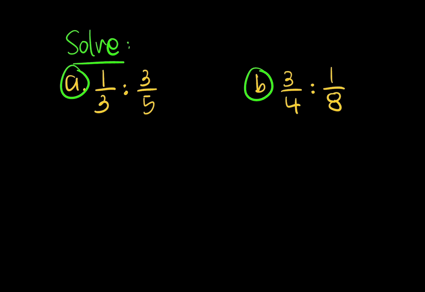Solve this question. So 1 out of 3 divided by 3 out of 5. 1 out of 3. You do reciprocal. 5 out of 3. Then remember that you have to reverse this, right? And it turns into 5 out of 3.